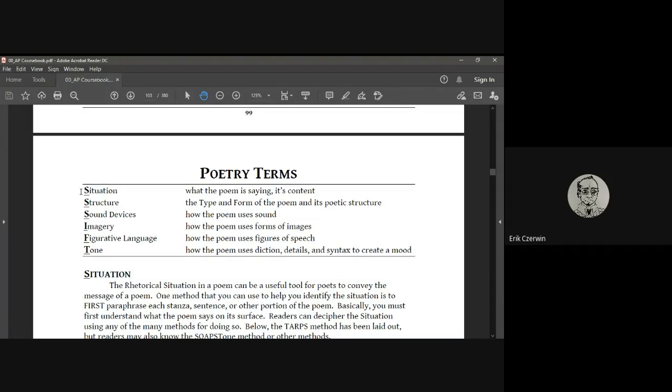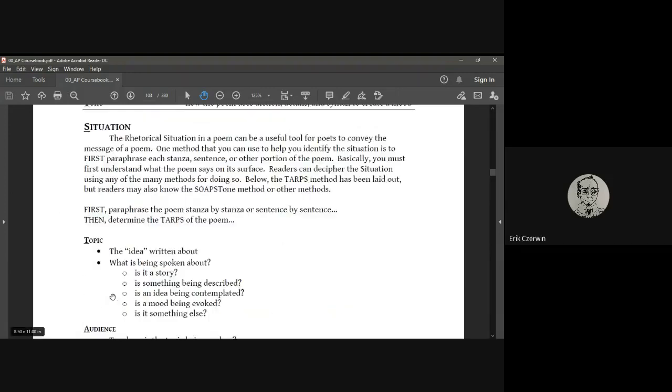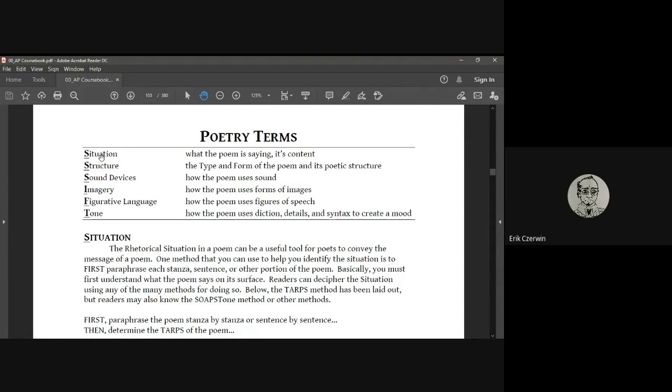So the first S is for situation. You can think of it as the rhetorical situation. Some of you at Guilford might know this as the SOAPSTone, which was speaker, occasion, audience, purpose, strategy, and tone. I use a simpler one, just a TARP, but same basic idea, right? So just trying to establish what is going on in the poem.